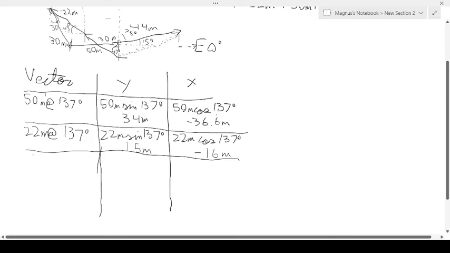Okay, our third vector is 30 meters, east, 60 degrees south. Because it's below 0, we have to start from 360 and take away. So 360 minus 60 degrees is 300 degrees. So 30 meters times the sine of 300 degrees. And to find our x, we do 30 meters times the cosine of 300 degrees. Our y evaluates to be negative 26 meters. Our x evaluates to be 15 meters.